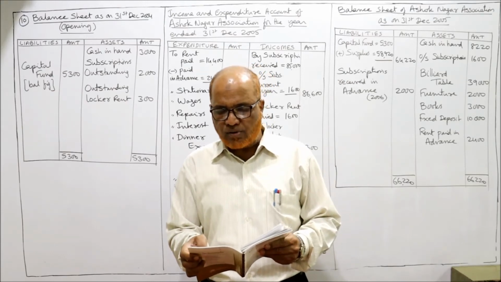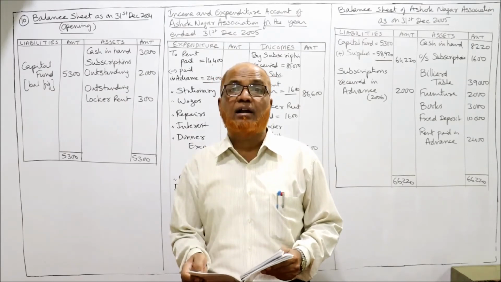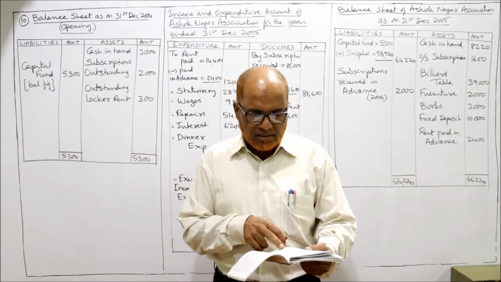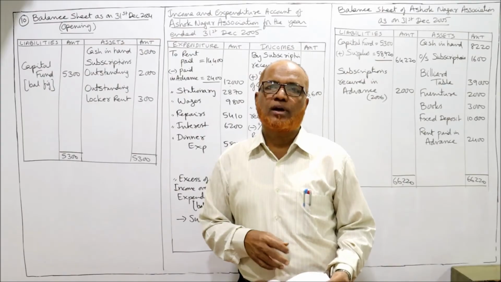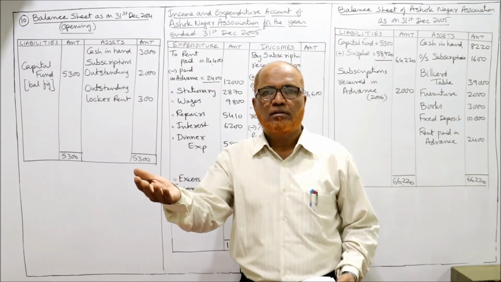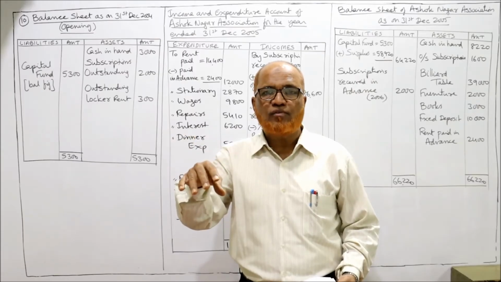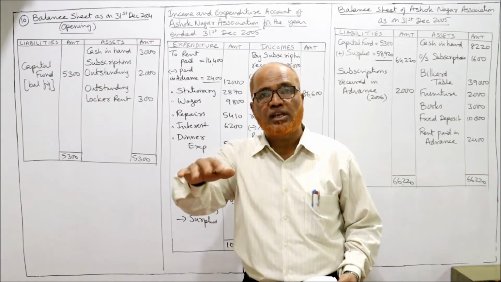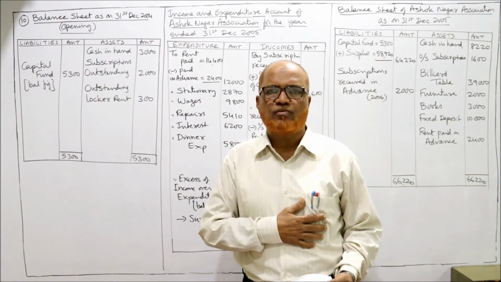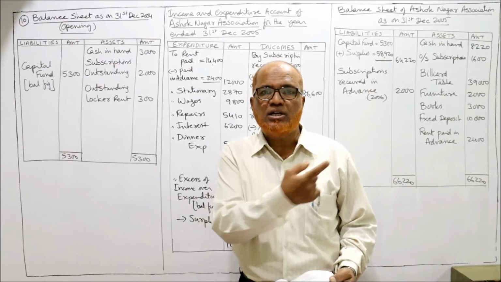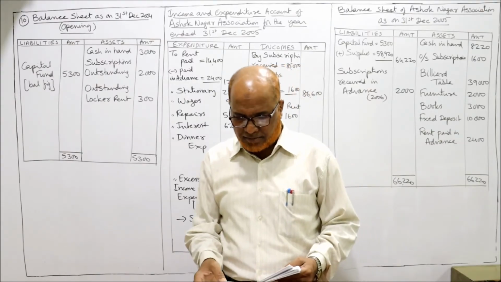And rent of 2400 has been paid in advance. How much total rent paid? See the payment side, rent paid 14,400. So 14,400 rupees total rent paid, right? In that 14,400, 2,400 is paid in advance for the next year. So subtract 2,400. And rent paid in advance is an asset. It will be taken on the asset side.